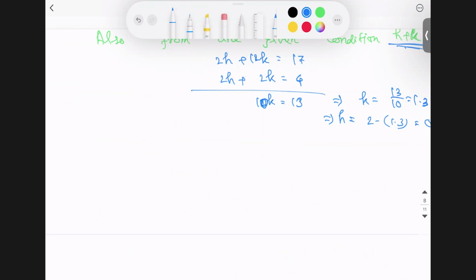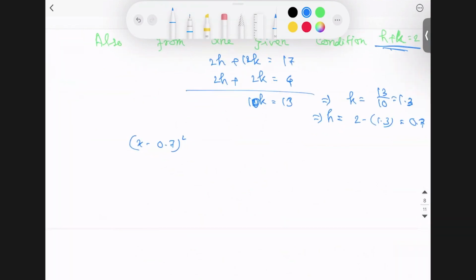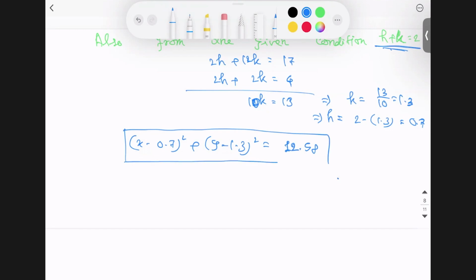Fine. So the equation of the circle will be of the form like this: (x minus 0.7) whole square plus (y minus 1.3) whole square equals 12.5. This is the equation of the circle.